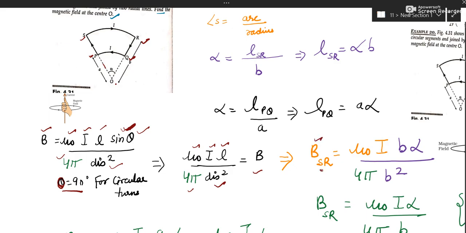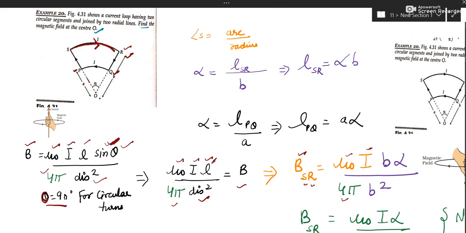Now the magnetic field due to the SR portion. This is S, and you can see this is R. Due to this portion, what will be the magnetic field? So we'll write here mu naught by 4 pi I. Let us find out the length of arc SR. We have a formula from mathematics: angle is equal to arc upon radius. So how much is the angle? You will see the angle subtended by this portion at the center. You can see clearly it's mentioned as alpha. So let us substitute the angle as alpha.